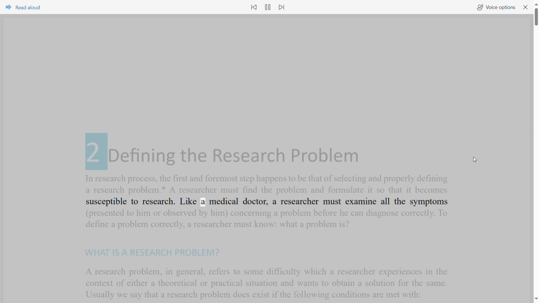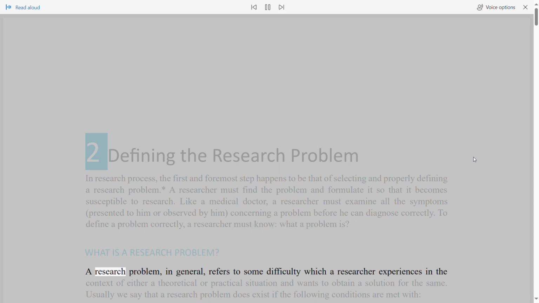Like a medical doctor, a researcher must examine all the symptoms presented to him or observed by him concerning a problem before he can diagnose correctly. To define a problem correctly, a researcher must know what a problem is. What is a research problem?